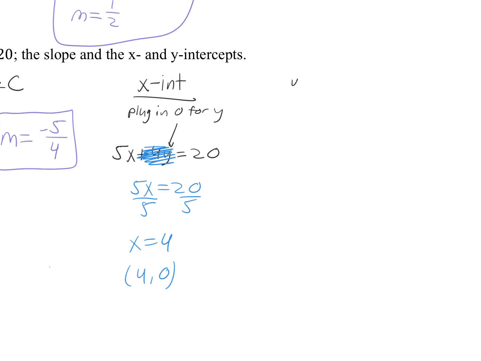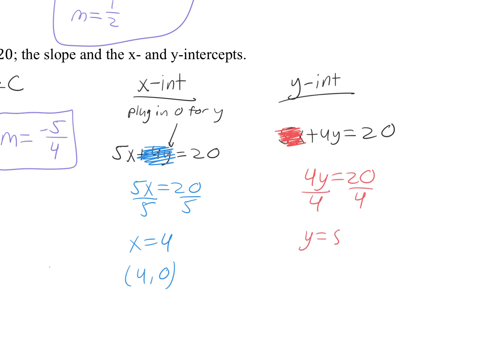Your y-intercept is going to be the same thing. You're going to plug in 0 for x, but if you know your equation is 5x plus 4y equals 20, take your finger or hand and cover whatever you're not looking for. You're not looking for the x, so I'm going to scribble out the x. So what we're left with is 4y equals 20. Divide by 4 on both sides, and you get y equals 5. If y equals 5, that means the ordered pair for your intercept is going to be 0, 5.